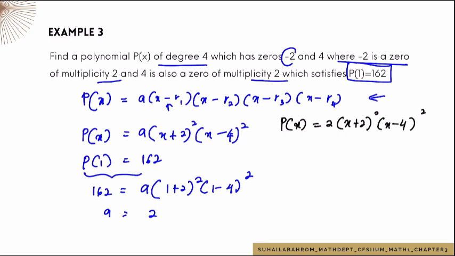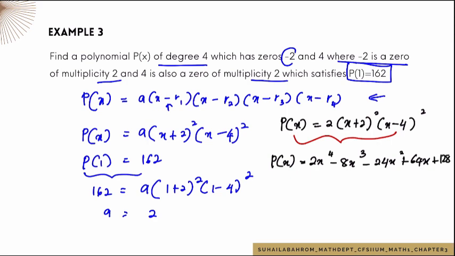You cannot leave it in factor form, you have to leave it in general form. So you need to expand everything. At the end, you will get P(x) equivalent to 2x power of 4 minus 8x power of 3 minus 24x squared plus 64x and then plus 128. So this is your final answer, which is the polynomial function with the degree of 4 in general form.